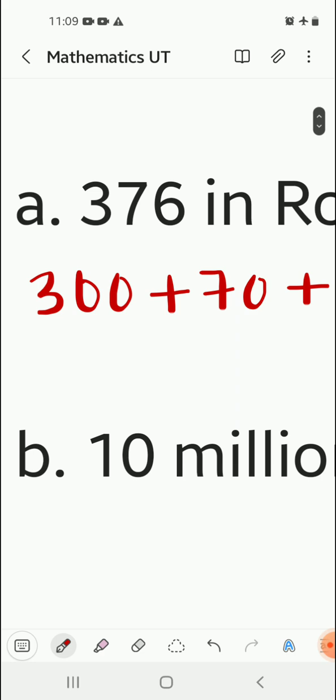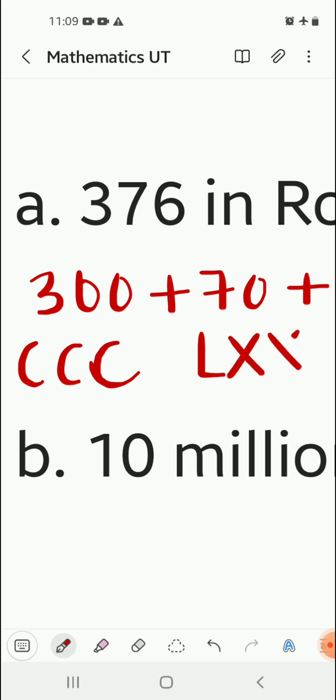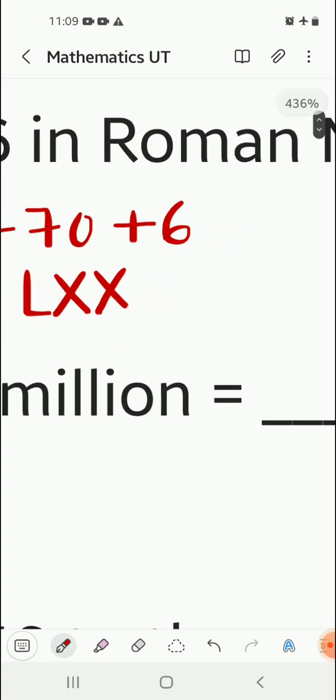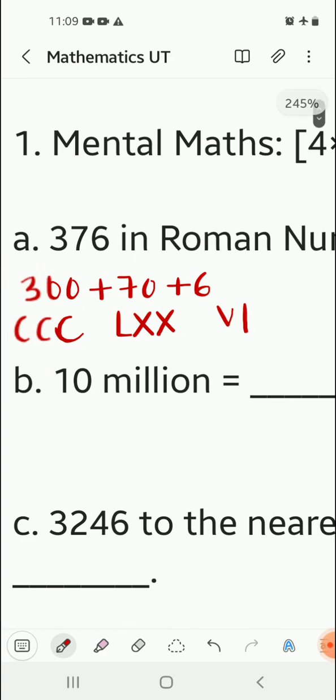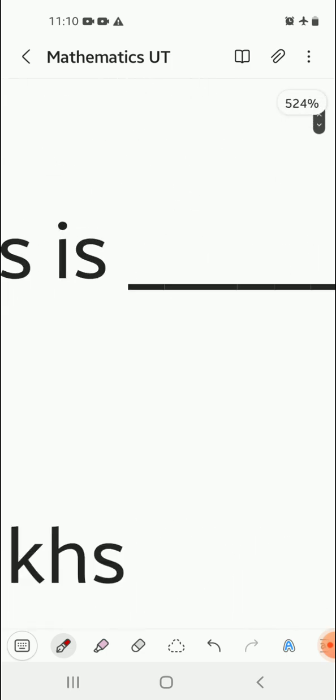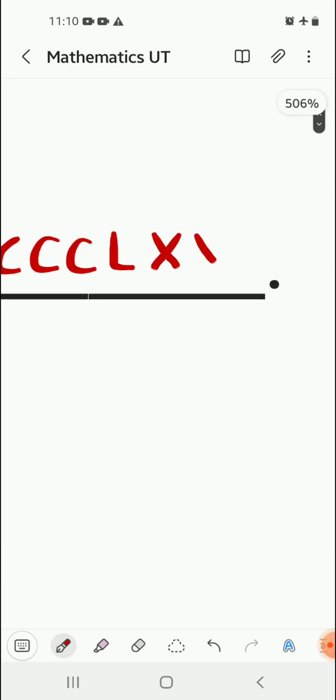So 300 is written as C, C and C because C stands for 100. 70 can be written as L for 50 and X, X, X for 10. So 50 plus 10 plus 10, and 6 is written as V, that is 5, and then I to the right of it, that is 6. So we will write all this together as the answer, that is triple C L double X V I.